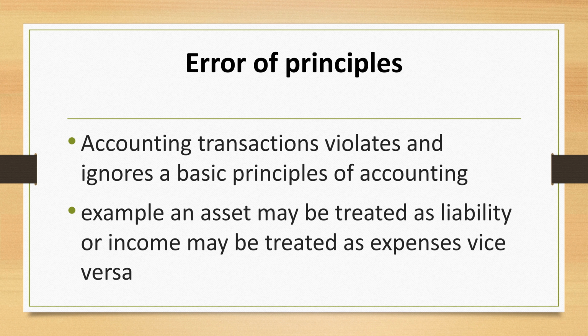Next error is error of principle. The name itself clearly indicates that here the accountant violates a fundamental accounting principle. Whatever items should be recorded on the debit side, he mistakenly recorded into the credit side. That means the accountant has insufficient knowledge. For example, an asset may be treated as a liability, or income may be treated as expenses, and vice versa.